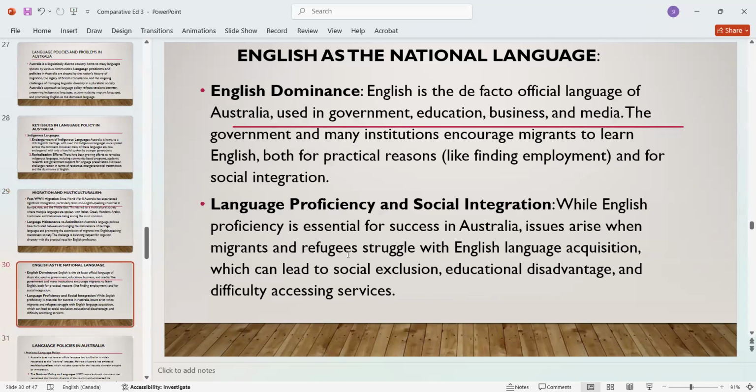So in Australia, English is the national language. English dominance: English is the de facto official language of Australia, used in government, education, business, and media. The government and many institutions encourage migrants to learn English, both for practical reasons like finding employment and for social integration. So without English, you can't work there, right? So you have to learn English, right?